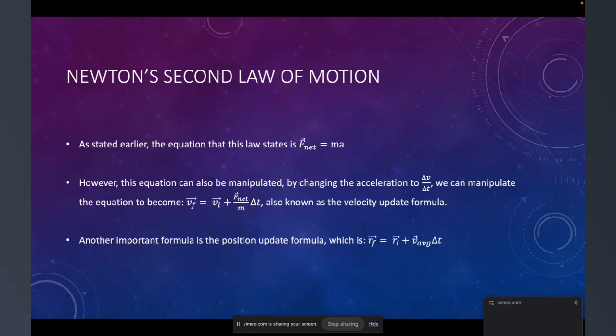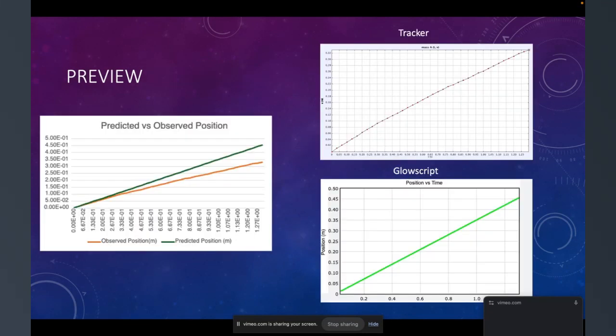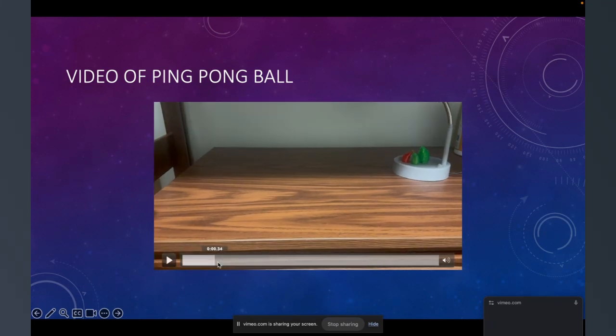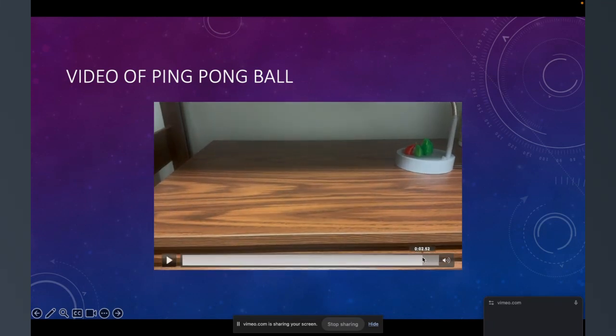Another important formula is the position update formula, which is the final position is equal to the initial position plus average velocity times the change in time. And this is a little preview of the graphs I'll be discussing. And this is a video of my ping pong ball, but it is not working, so I'll show it in little increments.